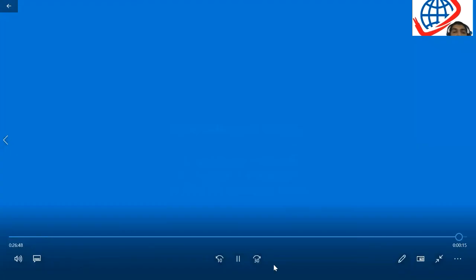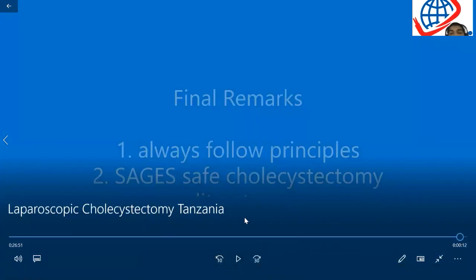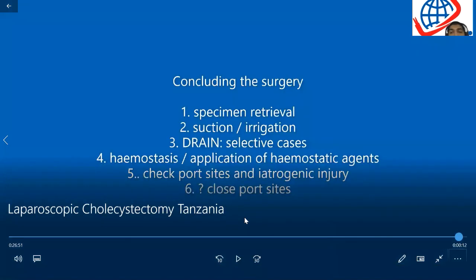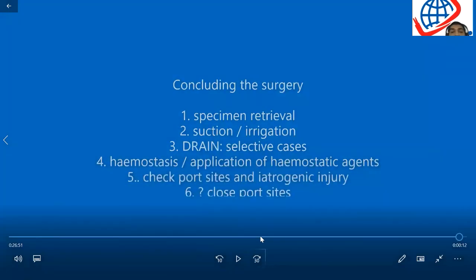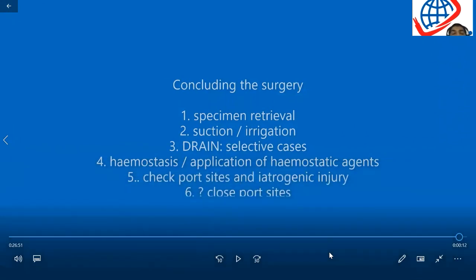So at the conclusion of surgery, let me just take you a little bit back here. At the conclusion of surgery, as I mentioned, for specimen removal, if you have an endobag, great, use it. If you can't, you can take it straight out through the ports, but the risk of port site infection goes up, especially in an infected case like this. Sometimes you can spill stones, bile, pus into the abdomen, which you don't want to do. And there are easier, cheaper ways.